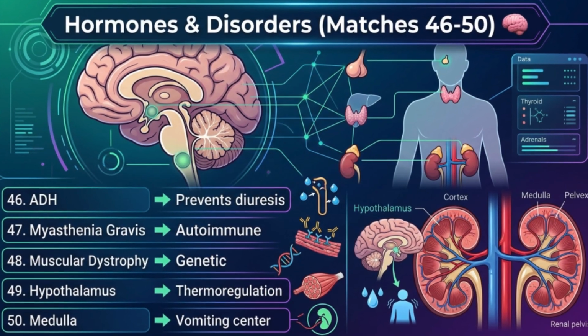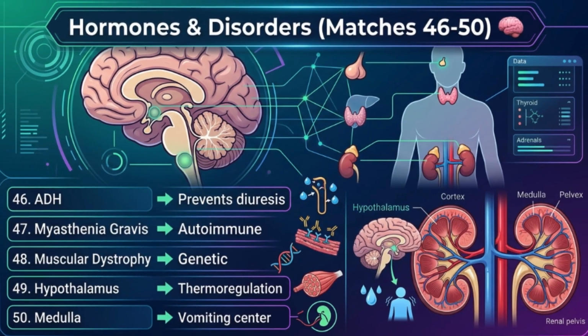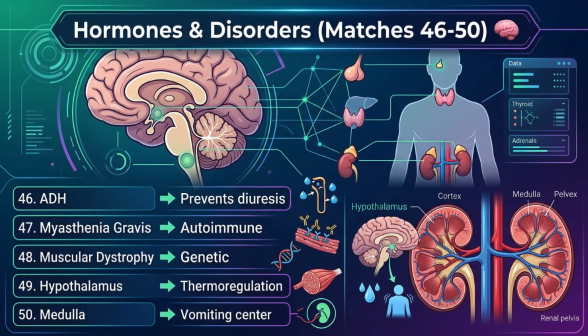Next, the final set. ADH prevents water loss, or diuresis. Myasthenia gravis is an autoimmune disorder. Muscular dystrophy is a genetic muscle wasting disorder. The hypothalamus controls thermoregulation, and the medulla contains the cardiovascular and vomiting centers.